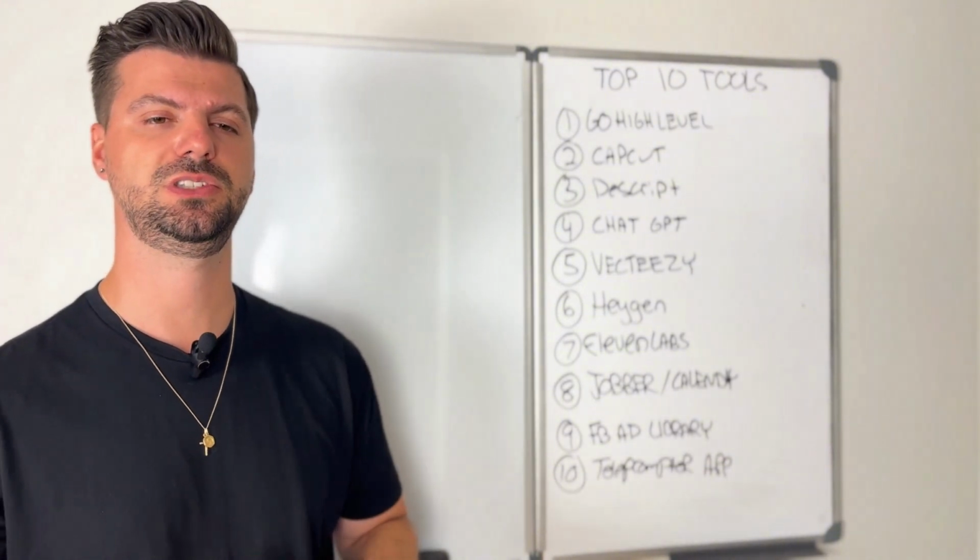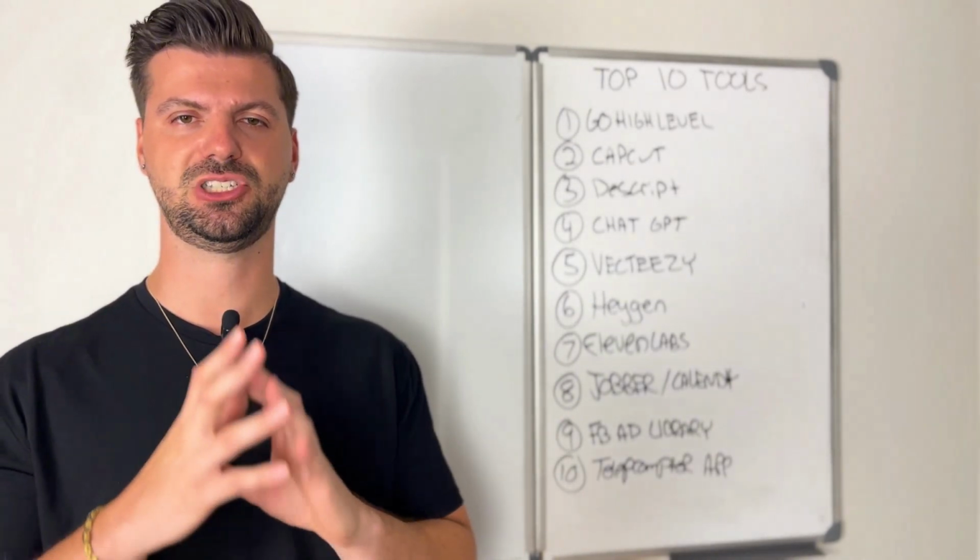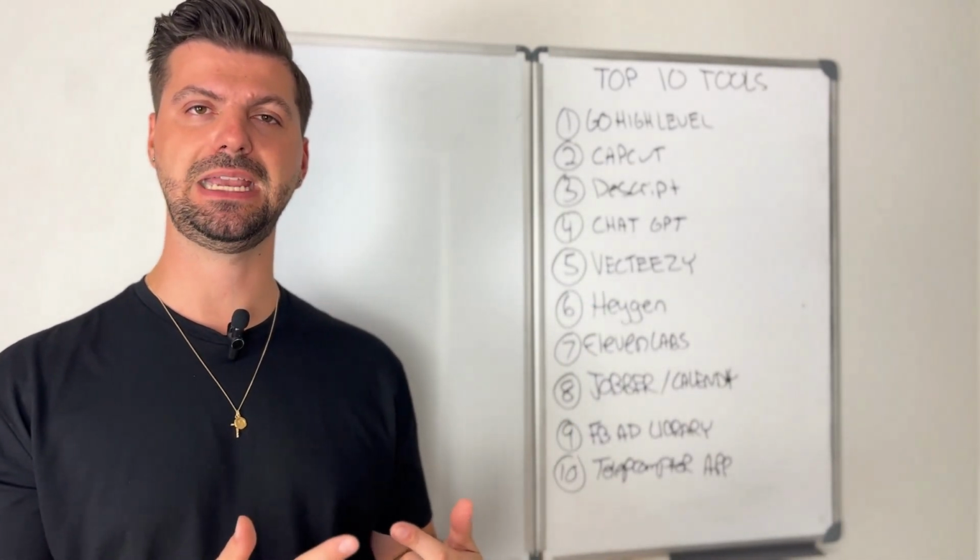Number 8 for tools is going to be Jobber, or a tool similar to Jobber like Calendly or something in terms of scheduling meetings.